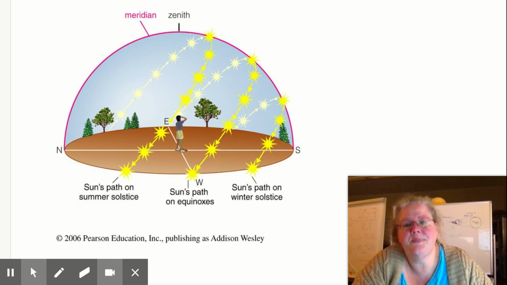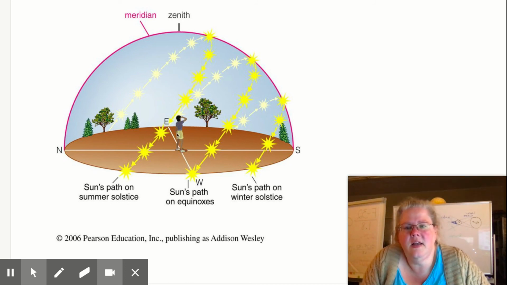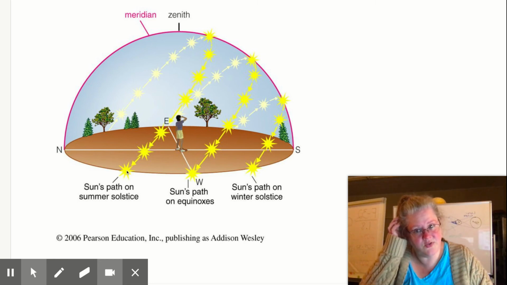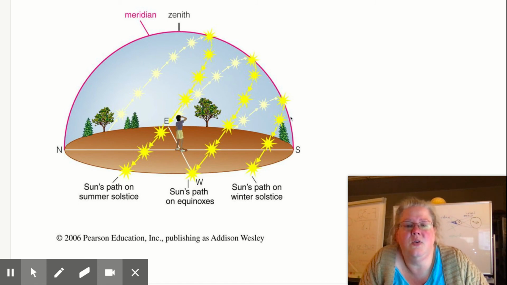Welcome back. Okay, so if we're looking at this, this is a person, this is east and west, this is north and south. The sun's path at the winter solstice is much farther south than it is during equinox, equal day, equal night. And during the summer solstice, it's much farther north. And you can see the difference.